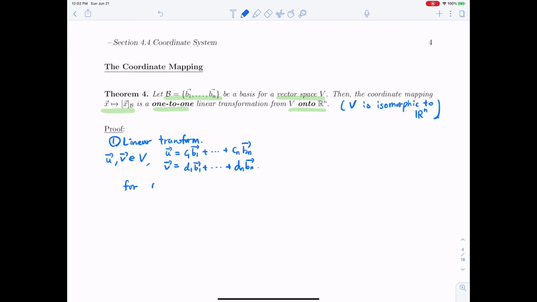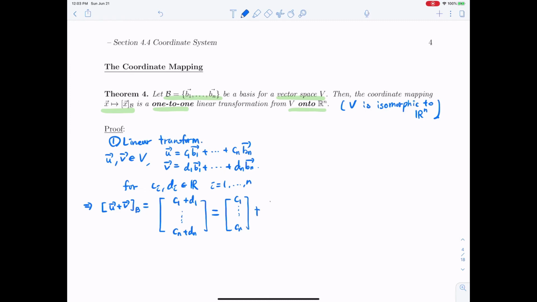And here, c sub i's and d sub i's are numbers for i is 1 through n. Then this tells you that the B coordinate of u plus v equals c1 plus d1 through cn plus dn, where if you separate c's and d's, then this gives you the sum of two vectors. But indeed, this equals the B coordinate of u plus the B coordinate of v. So you can separate the addition.